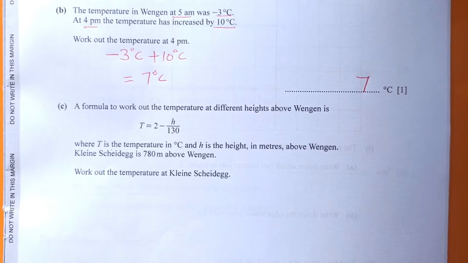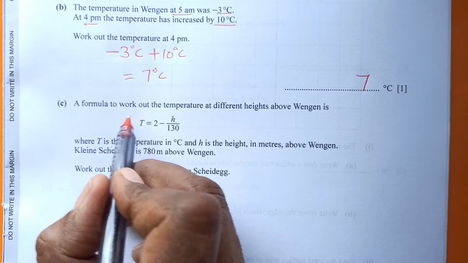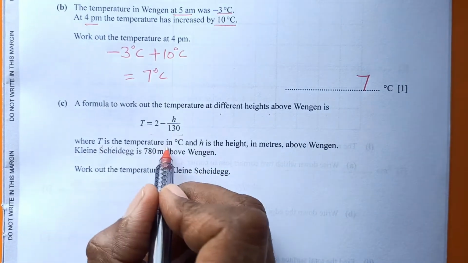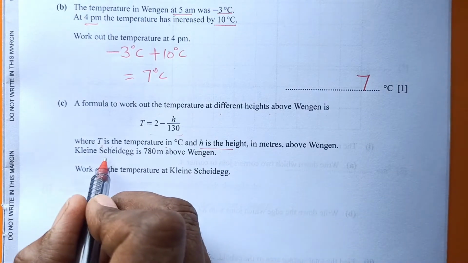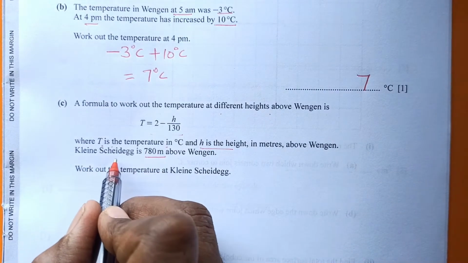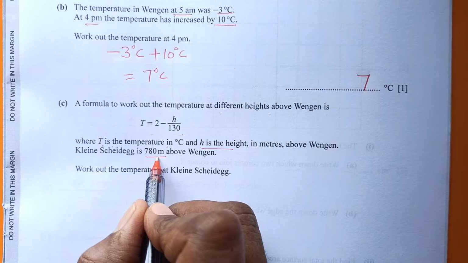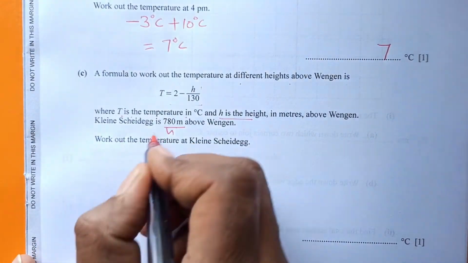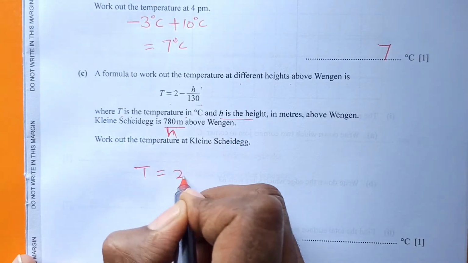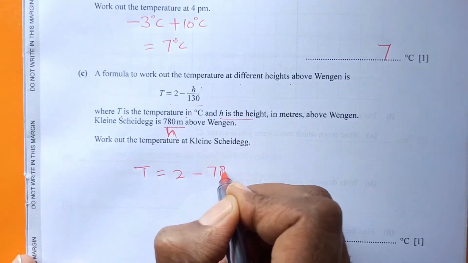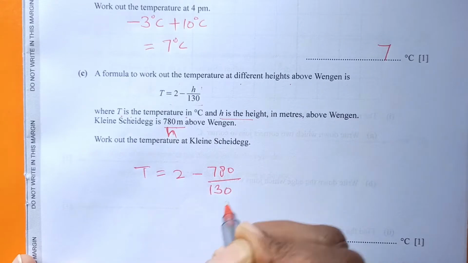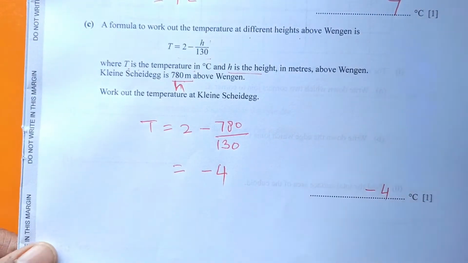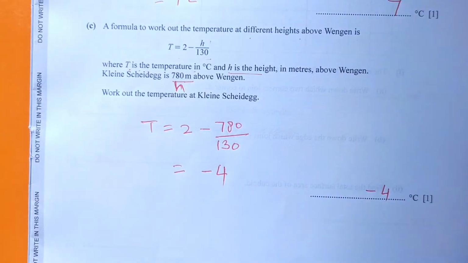Now part C. A formula to work out the temperature at different heights is this one, where T is the temperature, H is the height. Killeen is 780 meters above. So that means we are just going to replace this. This is the height given to us. So T will be 2 minus 780 divided by 130. So when you calculate this, it comes out to be negative 4 degrees, right?